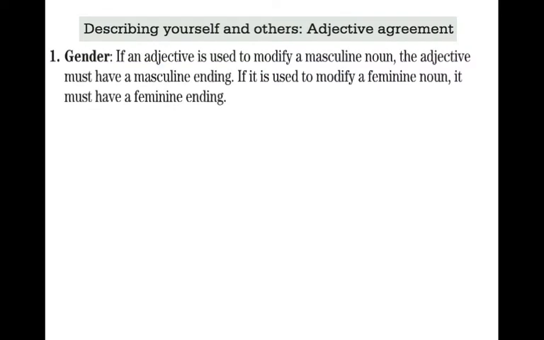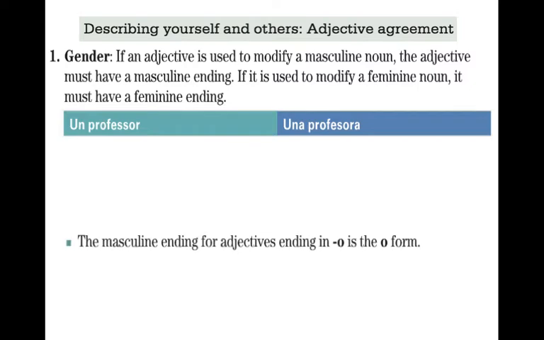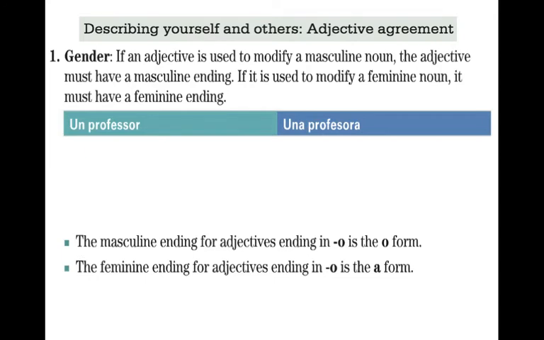Gender. If an adjective is used to modify a masculine noun, the adjective must have a masculine ending. If it's used to modify a feminine noun, it must have a feminine ending. The masculine ending for adjectives ending in O is the O form. The feminine ending for adjectives ending in O is the A form. So we have simpático, un profesor simpático, una profesora simpática.